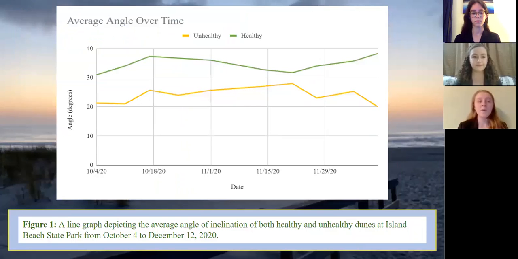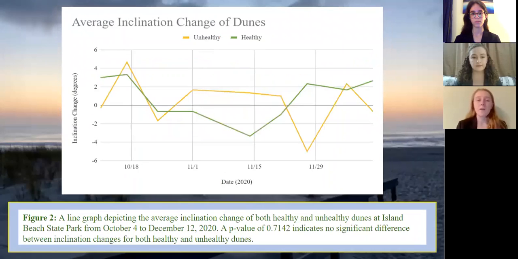As you can see here, we have an average graph of the average angle over time. The healthy dunes are depicted by the green line, and the unhealthy dunes are depicted by the yellow line. As you can see, the healthy dunes had a greater average overall angle. Here we have a graph of the average inclination change of the dunes. As you can see, these lines fluctuated greatly from week to week. However, we'll discuss this in later detail.